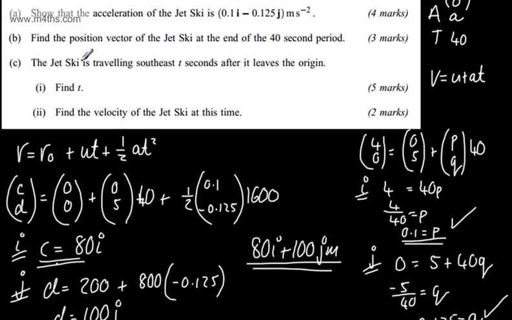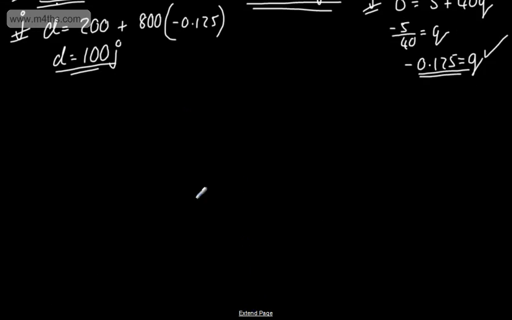In part C, it says the jet ski is travelling southeast t seconds after it leaves the origin. For 5 marks, we need to find t, and for 2 marks, we need to find the velocity of the jet ski at this time. Okay, southeast. This is quite an interesting question, hence why it's worth a few marks. What we're going to do is look at the following.